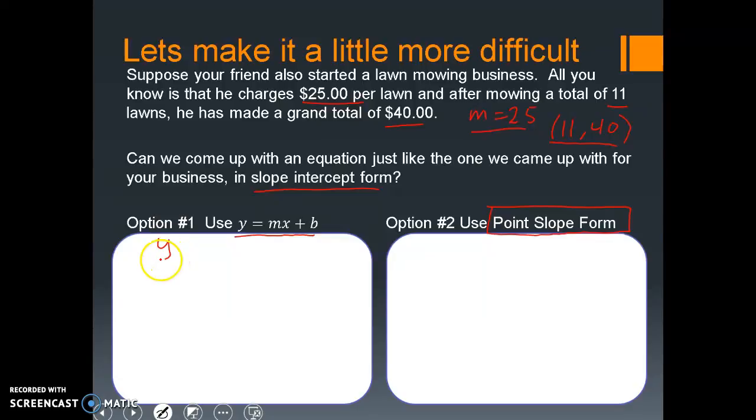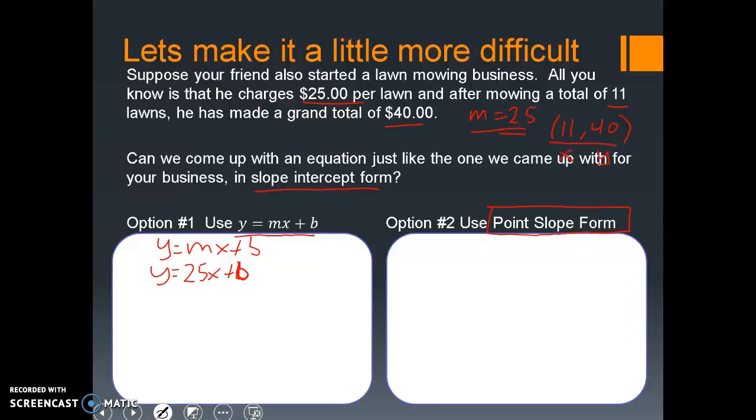We know that slope-intercept form is y equals mx plus b. And I know that the slope is 25, so I'll have y equals 25x plus b. If I knew what b was, I could just write it in there and have my equation. But I don't know what b is. What I do know is this. I know that the 11 is an x and the y is a 40 at the same time. So if I plug 11 and 40 in for x and y at the same time, I'll get a true equation, a true sentence. And so then I could use that information to figure out what b is.